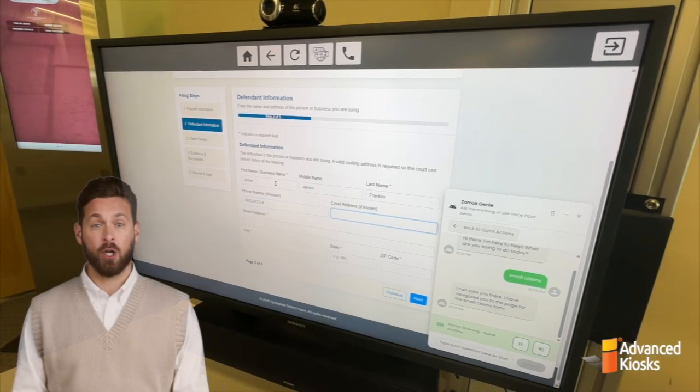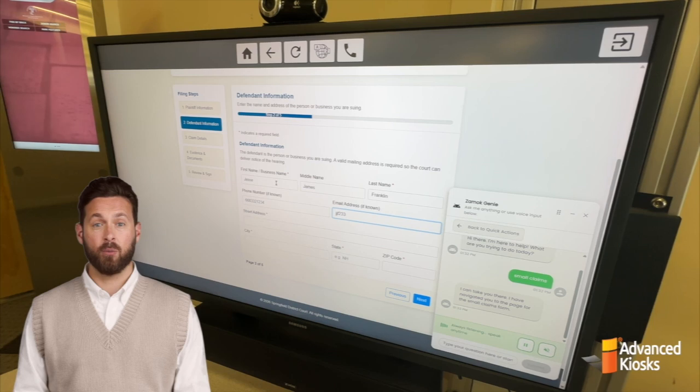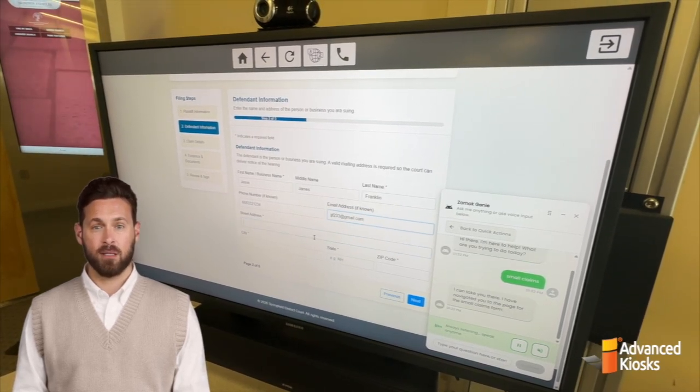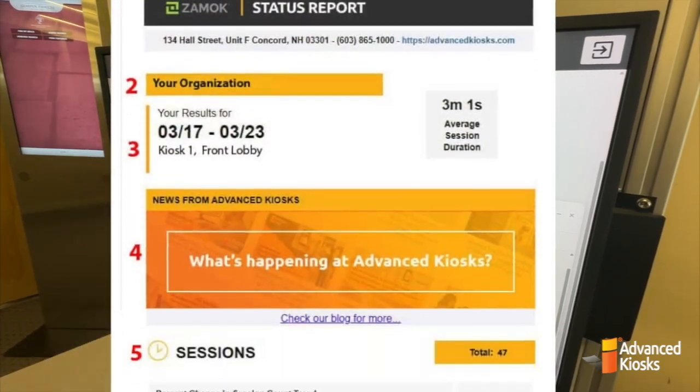Throughout the process, a human-in-the-loop model ensures that court staff remain in control, reviewing and validating information, while the AI supports the user experience. The kiosk admin will receive the AI transcripts in the weekly report as well.